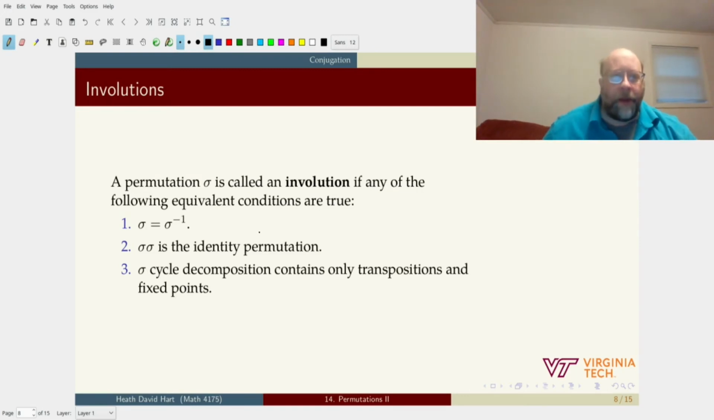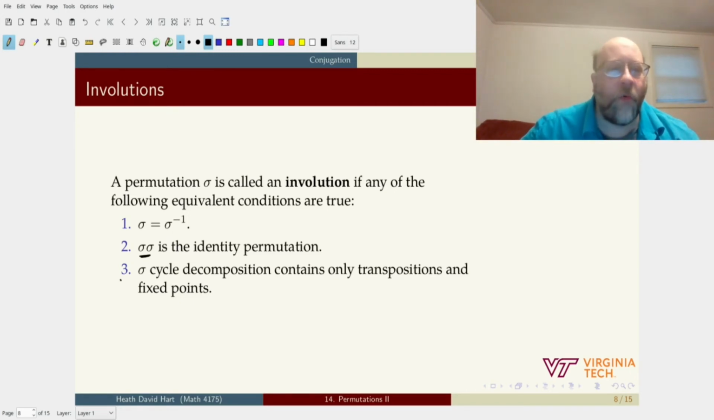All right, another definition. An involution is a permutation that undoes itself. If I do the same permutation twice, I get the original things back, the identity permutation. Okay? Another way of saying that is that sigma is equal to sigma inverse.